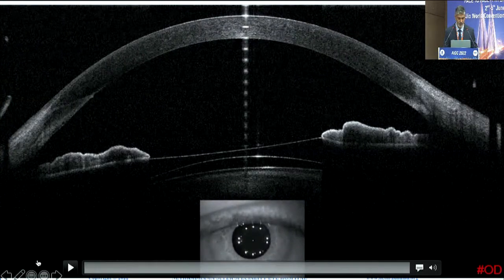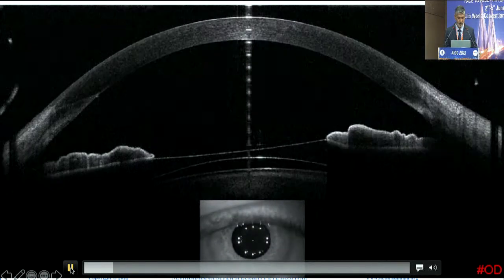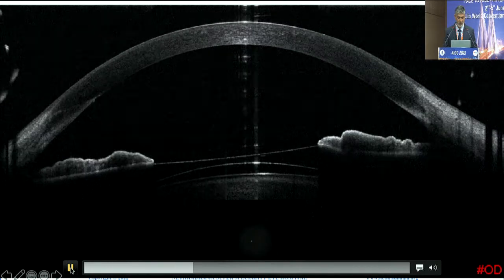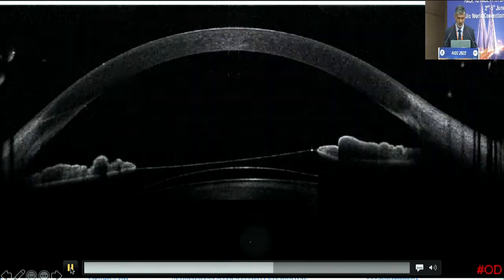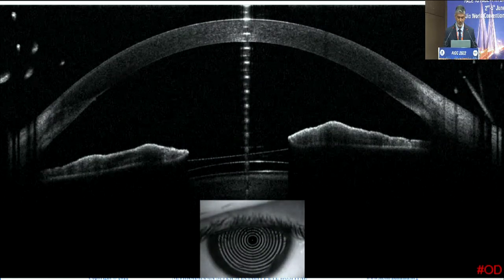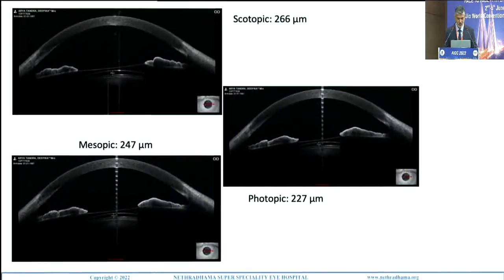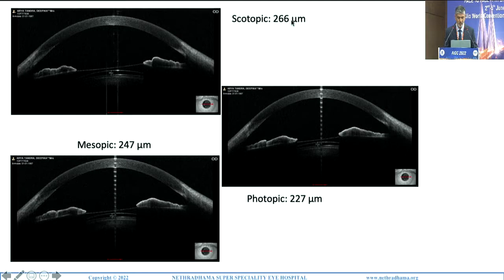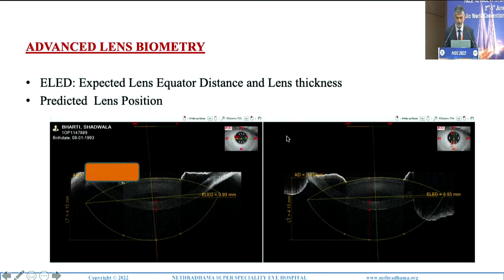This is just a short video showing that. You can see that when the pupil dilates, the vault is higher, and as it constricts, you can see it constricts now, and then the vault reduces. And this is on scotopic pupil, it is 266, and on photopic it's 227. So almost more than 30 microns, 40 microns difference in the vault.